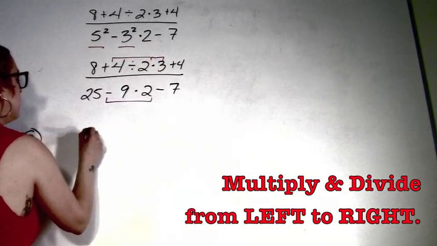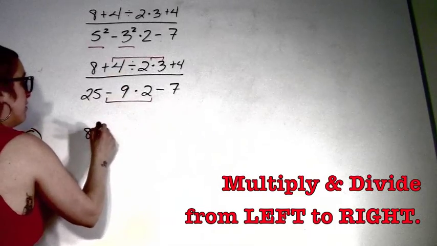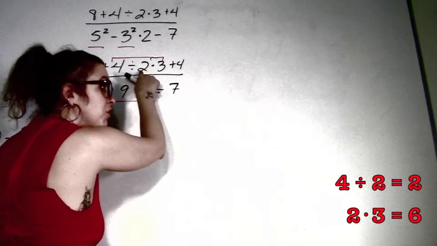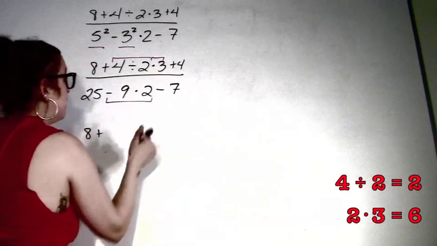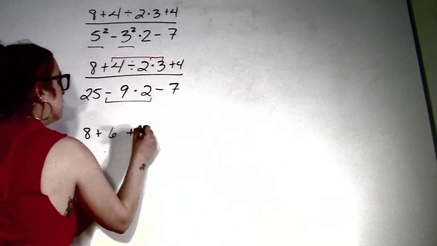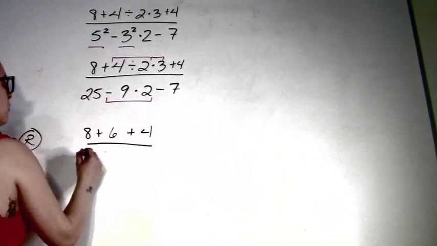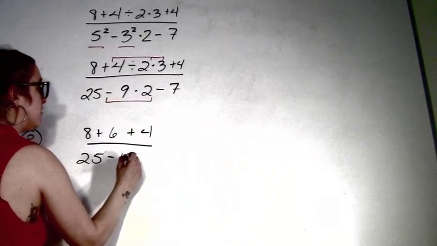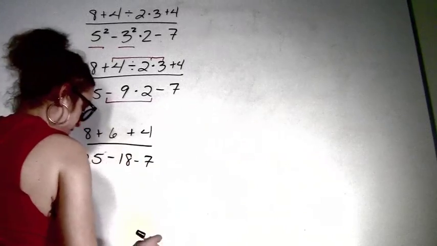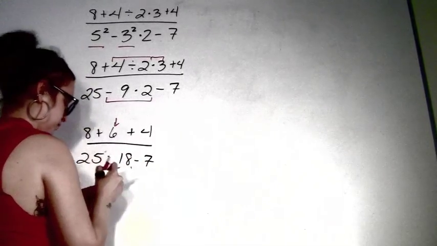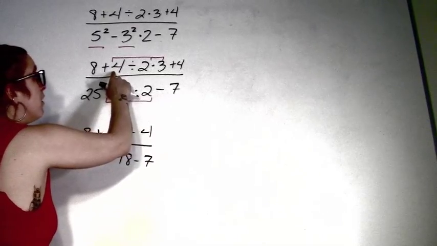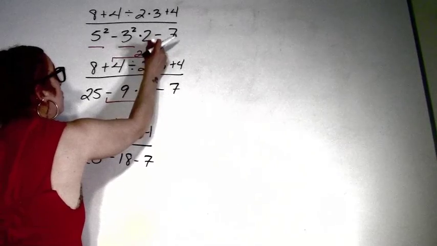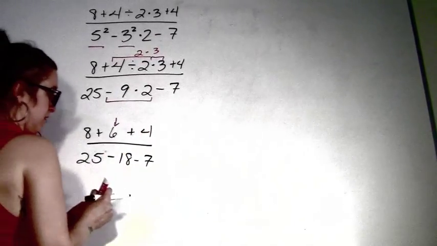Okay. So 8 plus, this is this. Okay, 4 divided by 2 is 2. 2 times 3 is 6. 25. Negative times a positive, negative 18 minus 7. Okay, I'm going to say this again. 4 divided by 2 is 2. 2 times 3 is that 6 right there.